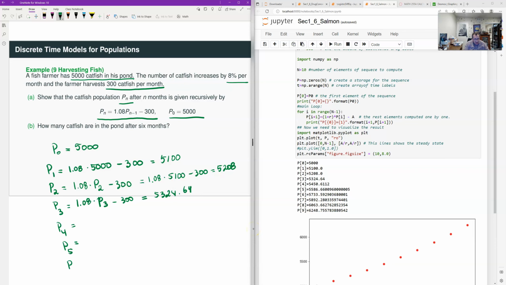So apparently after 6 months, we're supposed to have 5,733.59. In terms of salmon, it's not clear what 5,733.59 salmon means. So we will just say 0.5929, and we'll just say 5,733 salmon. Oh, sorry, catfish. Catfish, not salmon, catfish.